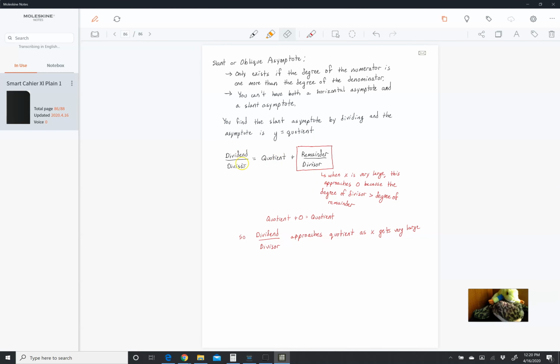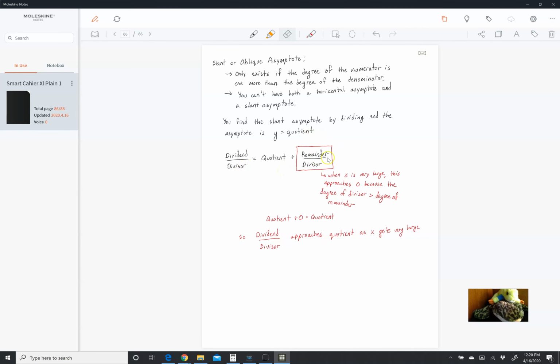So that means the dividend over the divisor is equal to the quotient plus 0, or something very, very close to 0, okay? Which means that as x gets very, very large, this is approaching the quotient because this is getting closer and closer to 0. So this is kind of a proof that you find the slant asymptote by dividing, and the asymptote is just y equals the quotient. Because when you divide, this gets very, very close to 0. So we're approaching the quotient.